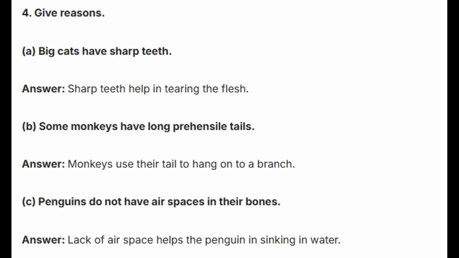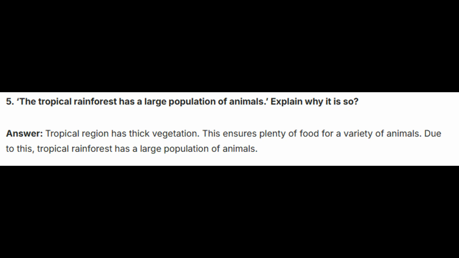Fourth, give reasons. A. Big cats have sharp teeth. Answer. Sharp teeth help in tearing the flesh. B. Some monkeys have long prehensile tails. Answer. Monkeys use their tail to hang on to a branch. C. Penguins do not have airspace in their bones. Answer. Lack of airspace helps the penguin in sinking in water.